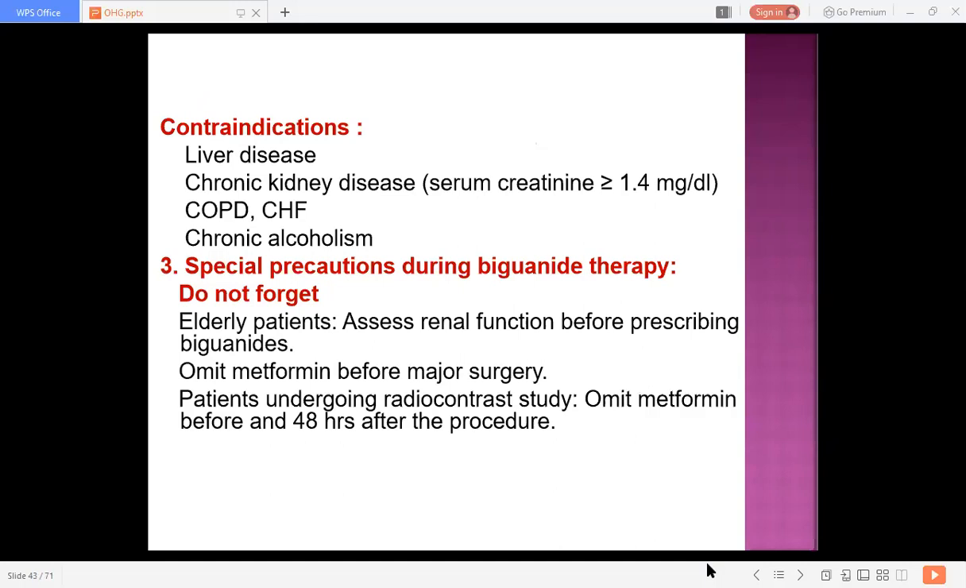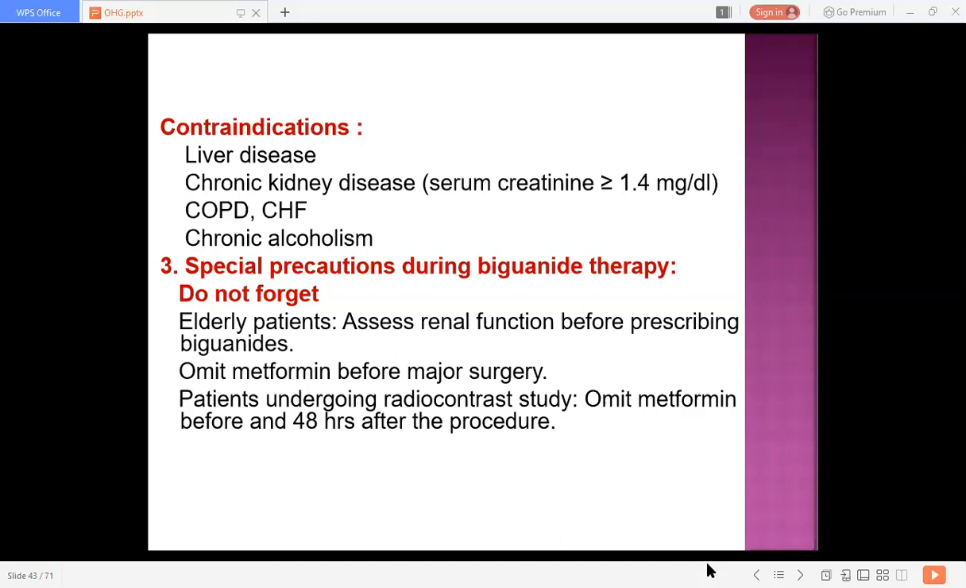Contraindications of metformin: we should not give it when there is liver disease, chronic kidney disease with serum creatinine more than 1.4 mg per deciliter, chronic obstructive pulmonary disease, congestive heart failure, and chronic alcoholism.